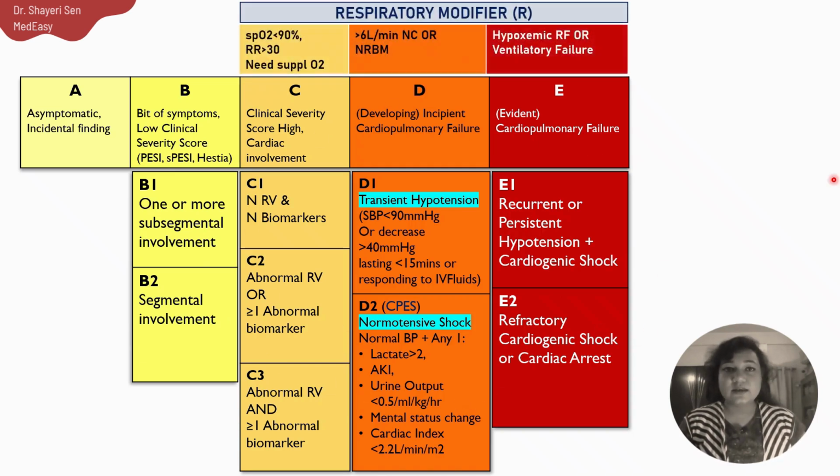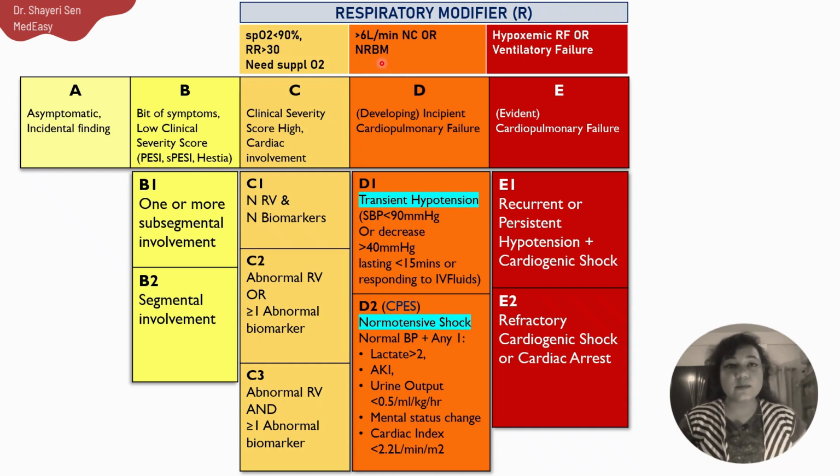In addition to these, there is something called a respiratory modifier. So suppose I have a patient who has a high clinical severity score and say only an abnormal right ventricular function. So this patient would be a C2 category. Now in addition to it, if the patient has the SpO2 less than 90% or the respiratory rate more than 30, or there is a need for supplemental oxygen, then we are going to classify the patient as C2 plus R, right? So for C, this was the respiratory modifier. What's the respiratory modifier for D?